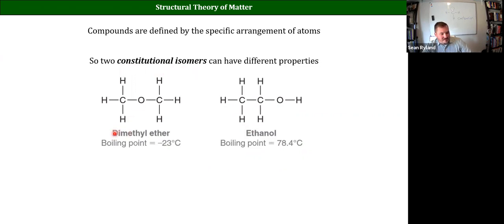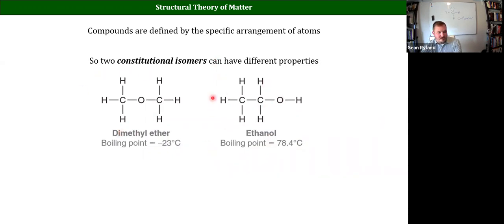Right? So in this case, dimethyl ether and ethanol, two very, very different compounds. But they're both C2H6O, right? So the fact that they share the same formula makes them constitutional isomers. And if you look at some of the properties, the easiest property to look at for a lot of these is the boiling point. Boiling point of dimethyl ether is below 0 Celsius, negative 23 Celsius, below 0 Fahrenheit actually as well, versus ethanol, which is drinking alcohol, which boils around 80 Celsius. Right? So very different properties physiologically too.